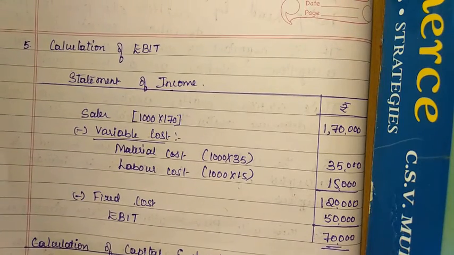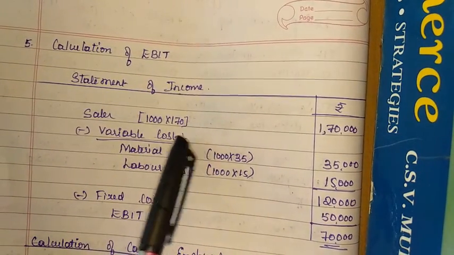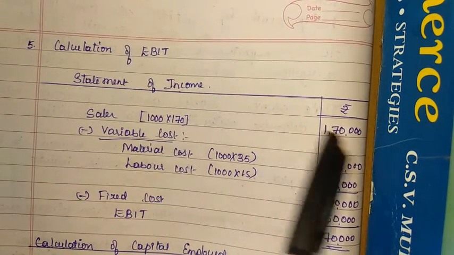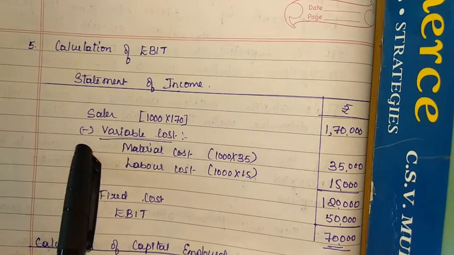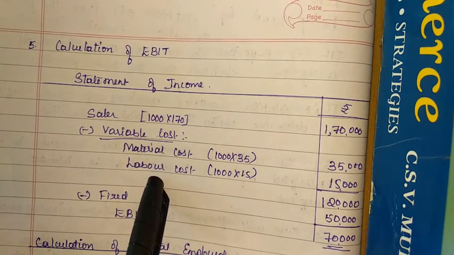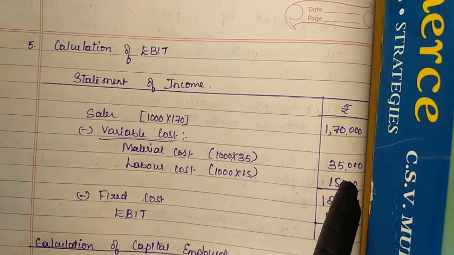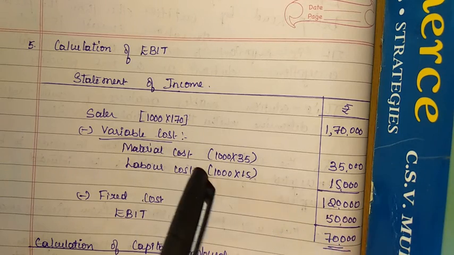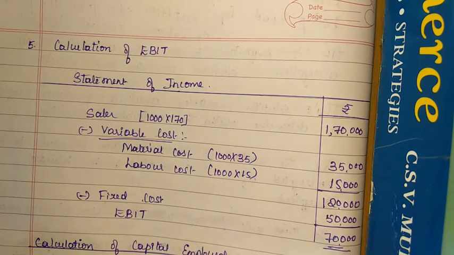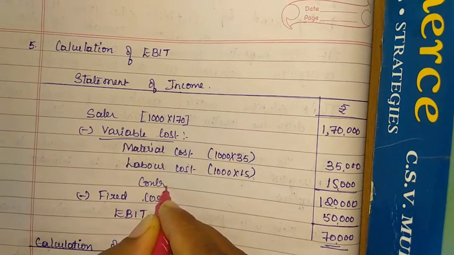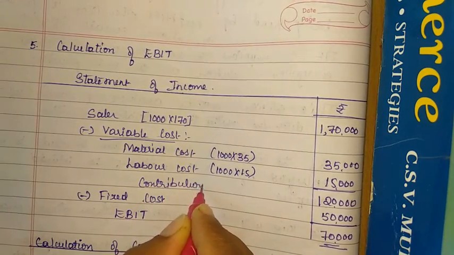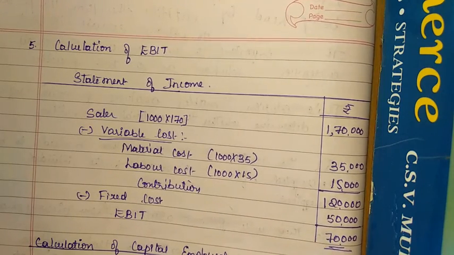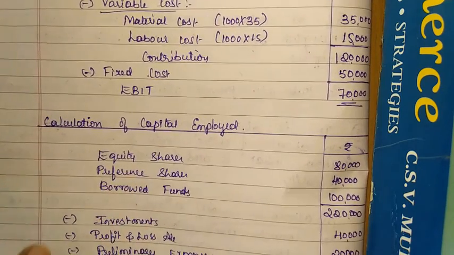First, calculation of EBIT. So we have to prepare statement of income. So sales 1000 units sold into selling price 170. So we'll get sales of 1,70,000 minus variable cost includes material cost and labor cost. Material cost is 1000 into 35, it is 35,000. Labor cost 1000 into 15, it is 15,000. So if you deduct variable cost from the sales, you will get contribution. Contribution is 1,20,000 minus fixed cost 50,000, which is given in problem. So EBIT is 70,000.